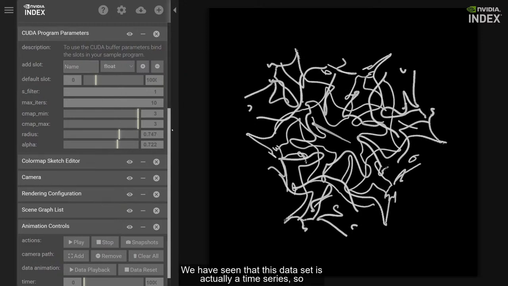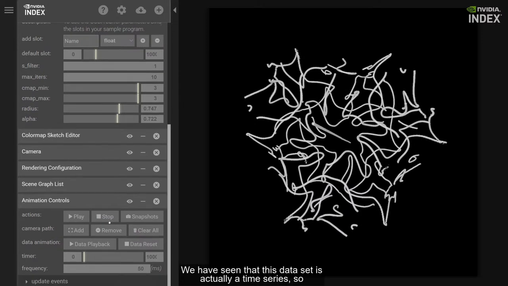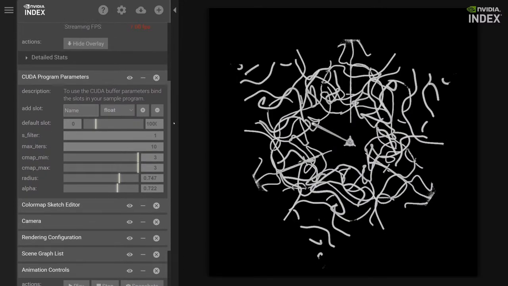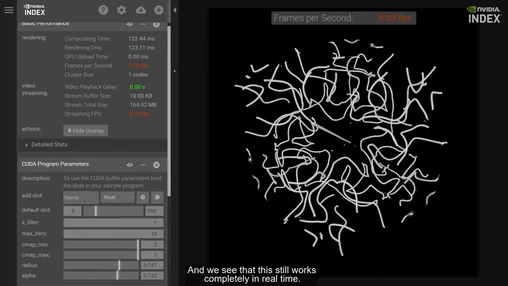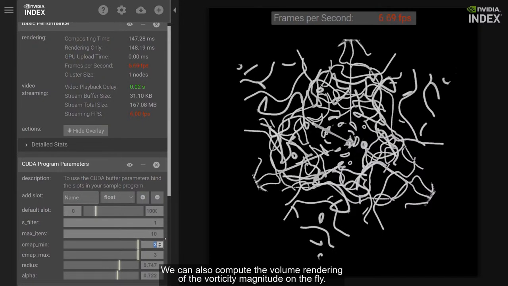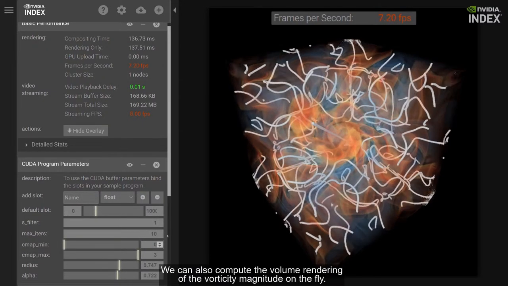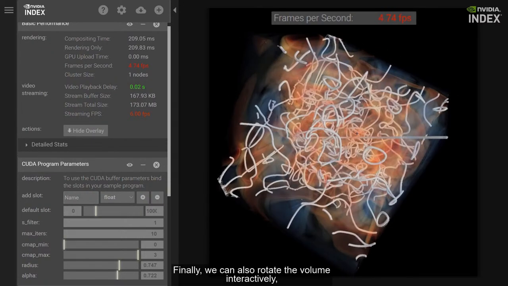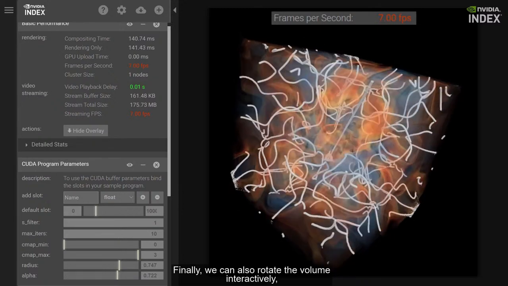We have seen that this dataset is actually a time series, so let's just play it back. And we see that this still works completely in real time. We can also compute the volume rendering of the vorticity magnitude on the fly. Finally, we can also rotate the volume interactively in the viewport.